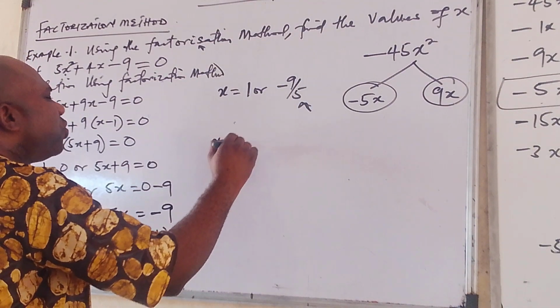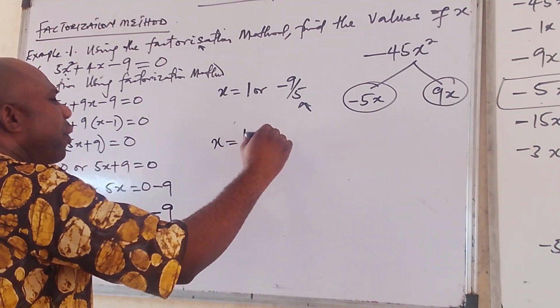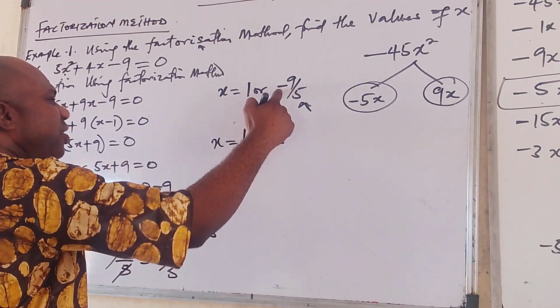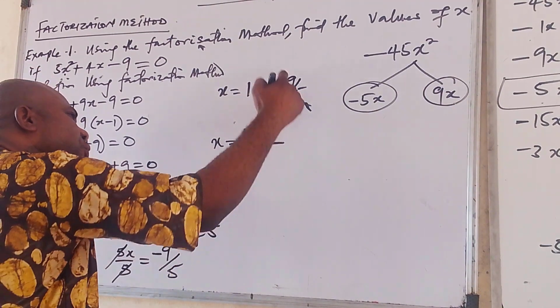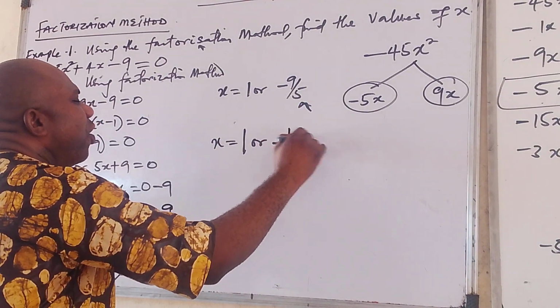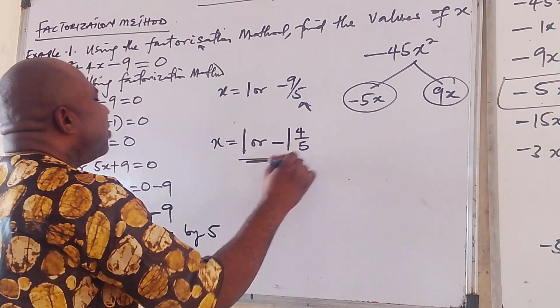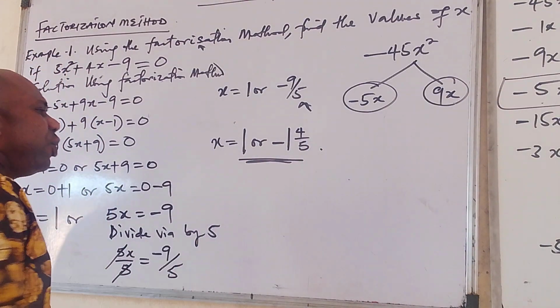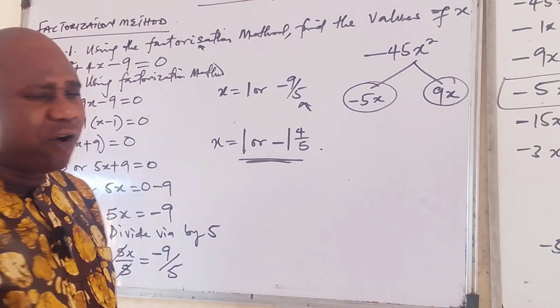So the value of x is 1, or now remember this minus there. Minus divided by plus is minus. 5 will go into 9 one time, and we'll be left with 4. So we have 4 all over 5. So the values of x are 1 or minus 1 and 4 all over 5.